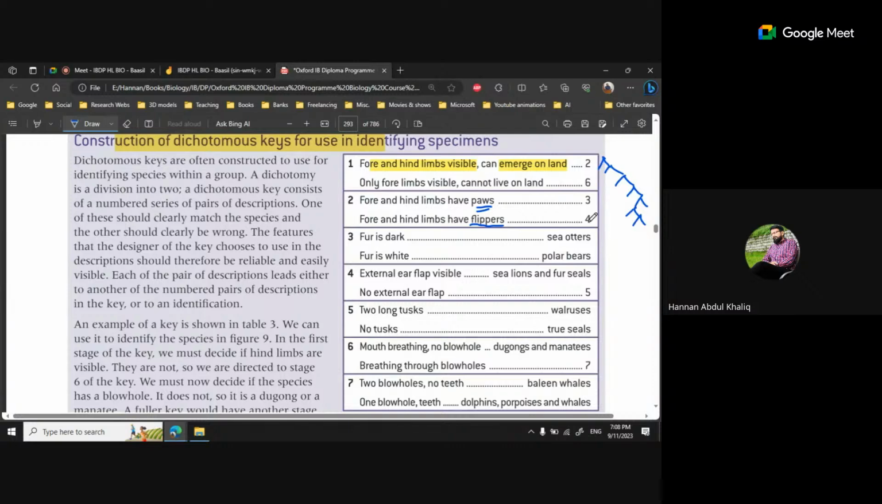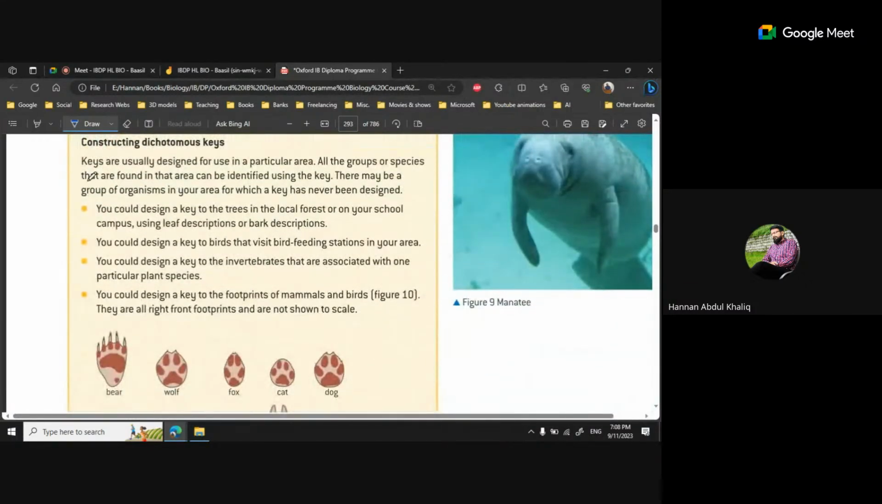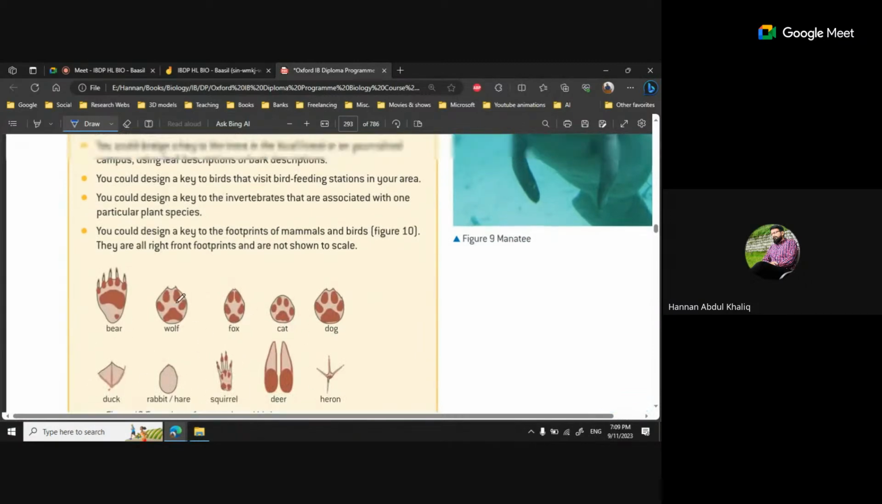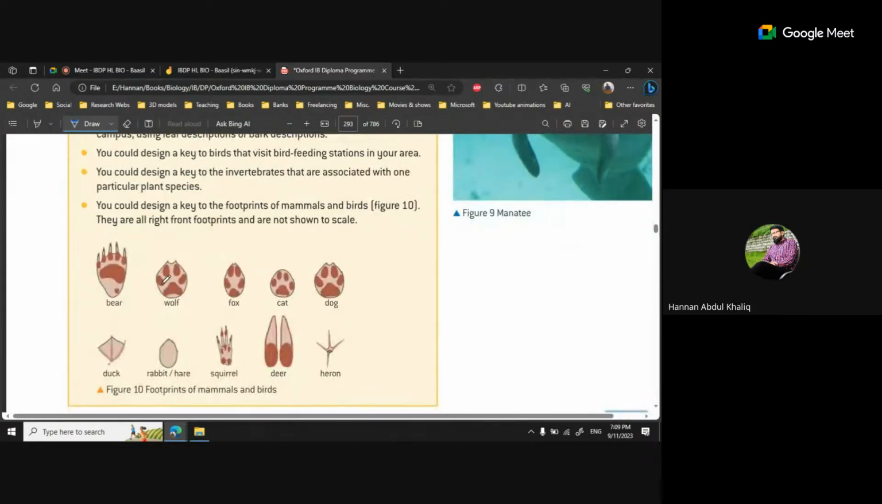So this is what we are supposed to do here, and they have given us a bit of data for practice. Keys are usually designed for use in a particular area. All the groups of species that are found in that area can be identified using the key. Now they are giving us some of the organisms and their footprints. This is a bird. Obviously, we can guess that, but let's try out the characteristics.